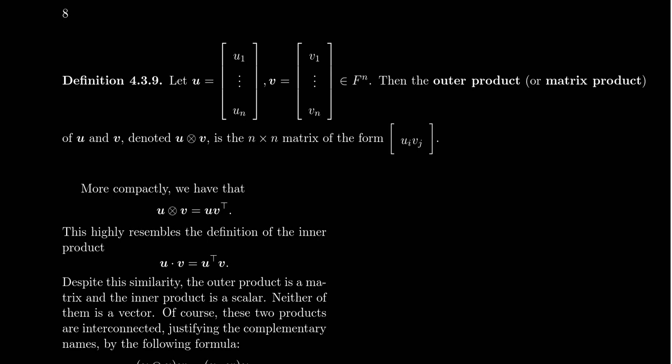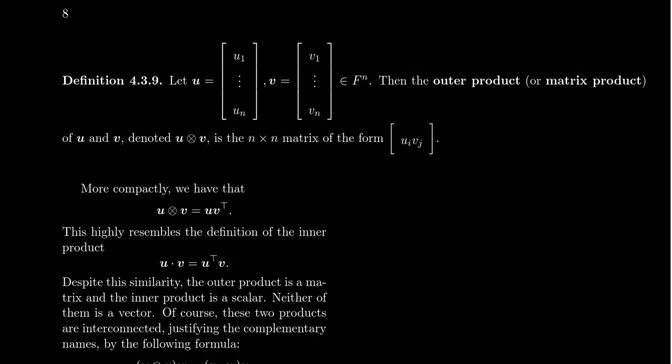At the beginning of this chapter, we introduced the idea of an inner product. I want to now present the counterpoint to inner product, which we call an outer product. The inner product was sometimes called the scalar product because you take two vectors and combine them to make a scalar. As such, the outer product is sometimes referred to as the matrix product because we're going to put two vectors together and form a matrix.